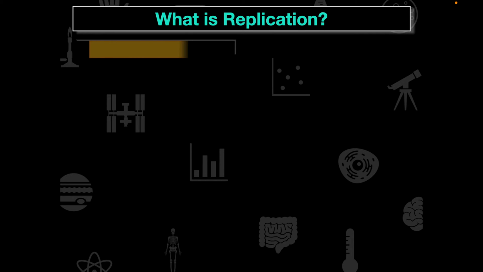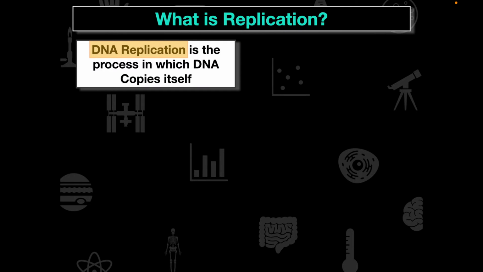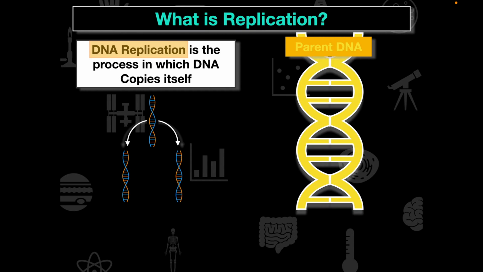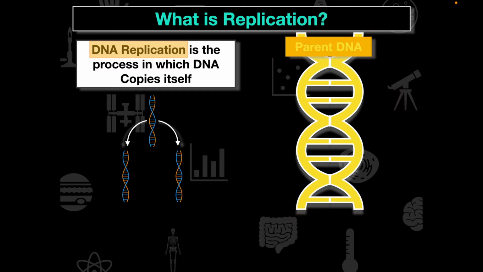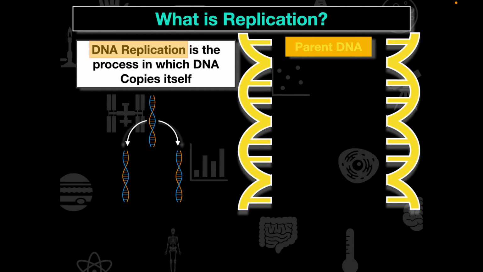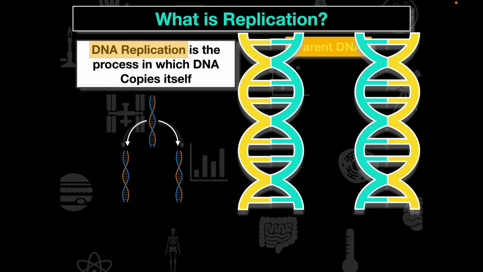So when we talk about what replication is, well, DNA replication is the process in which DNA copies itself. It's really that simple. So we're going to go from one set of DNA into two sets of DNA for our two separate cells. And the gist of this process is, we're going to take parent DNA, separate that DNA, and then use each of the sides as templates to make our two daughter DNA.